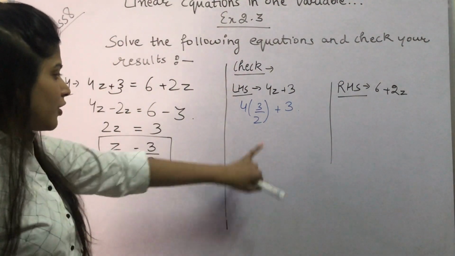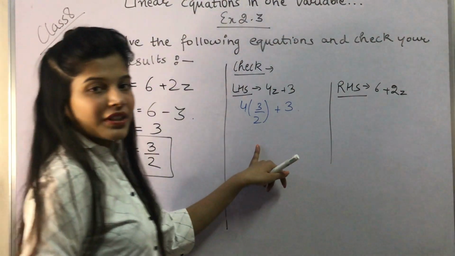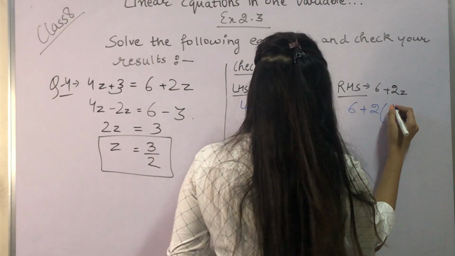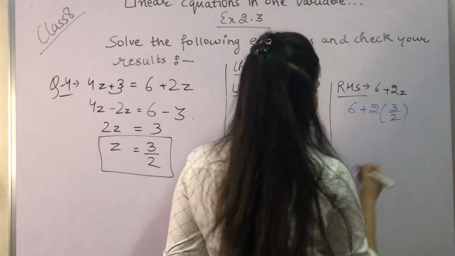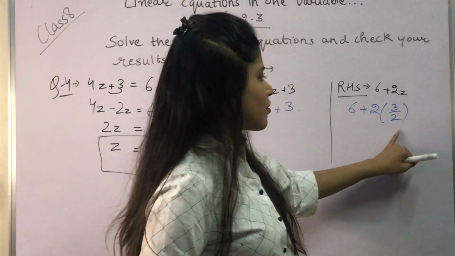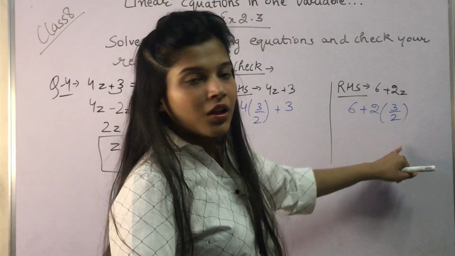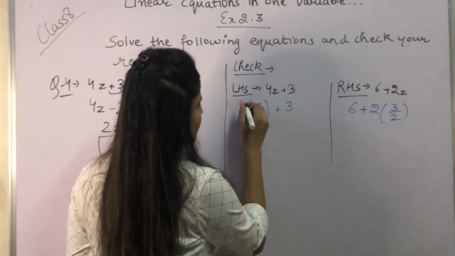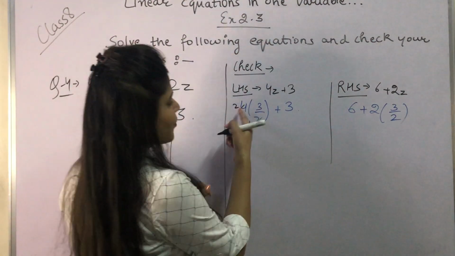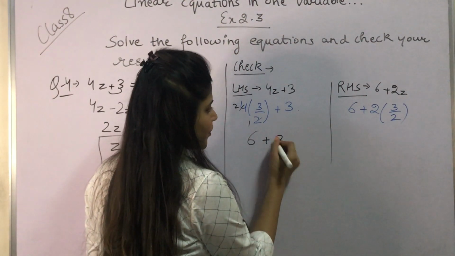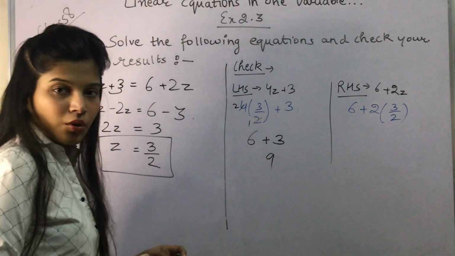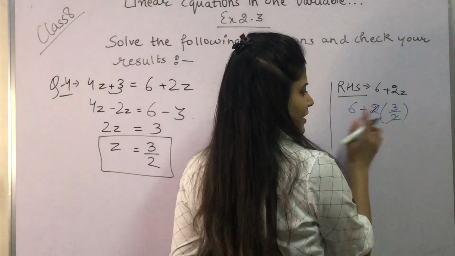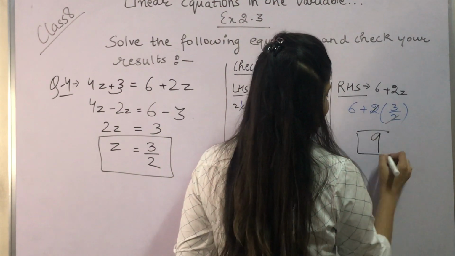Now this was the value of z, 3 upon 2. So we put the value of z. Similarly, 6 plus 2, 3 upon 2. Okay, so here also the value of z is 3 upon 2. So now we know that 2 1s are 2, 2 2s are 4, and 3 2s are 6. So 6 plus 3 is 9. Okay, and here 2 se 2 cut, 6 plus 3 is again 9.